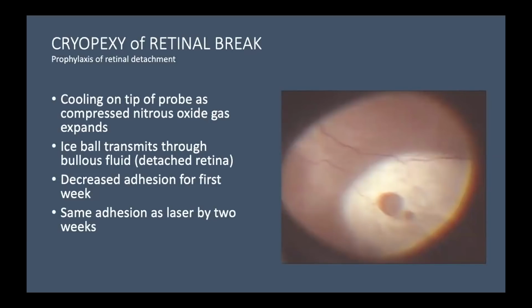Cryopexy is another method of treating a retinal break. A probe is applied with compressed nitrous oxide gas, and it creates an ice ball that then transmits through the wall of the eye to the retina and creates whitening there. Initially, there's actually decreased adhesion around the tear, but by 2 weeks, it creates the similar adhesion as laser.